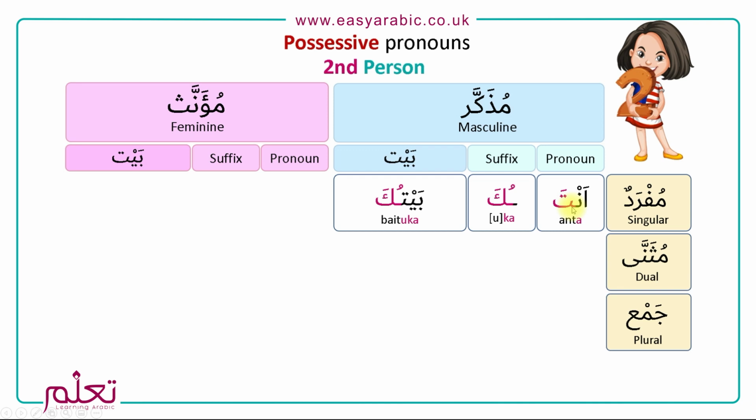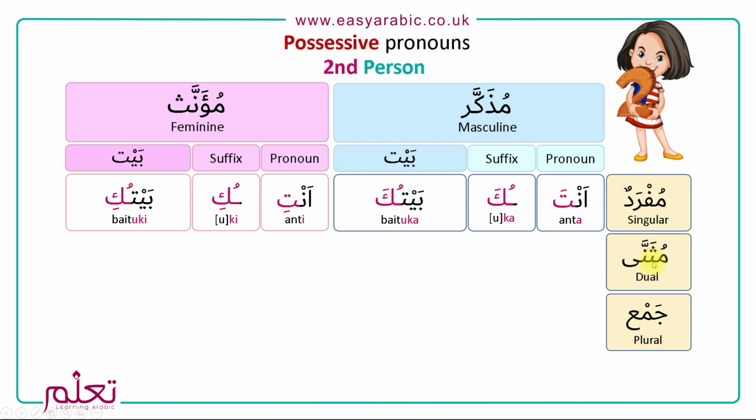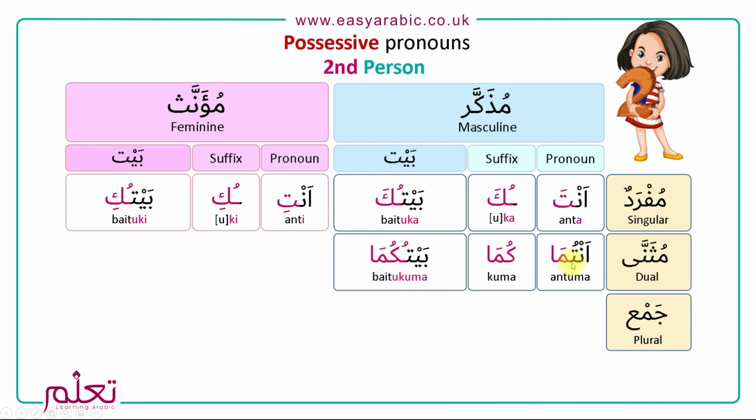For mufrad muannath, it would be anti, which is a kasra at the bottom. So then the suffix is exactly the same. Here, instead of a fatha, we've got a kasra, so it becomes ki. So the house would be baytuki. So muthanna mudhakkar, the pronoun is antuma. The suffix that applies is kuma. So that becomes baytukuma. As we did in the previous lesson, the dual pronouns for masculine and feminine are exactly the same. So here it would be antuma, kuma, baytukuma.